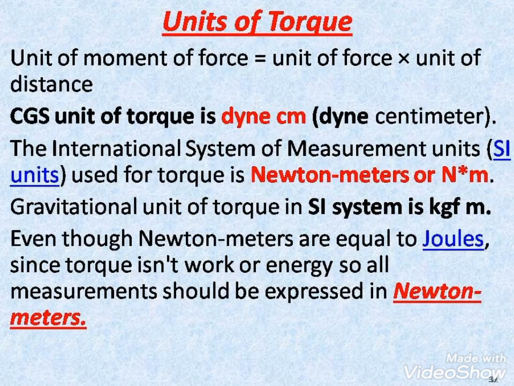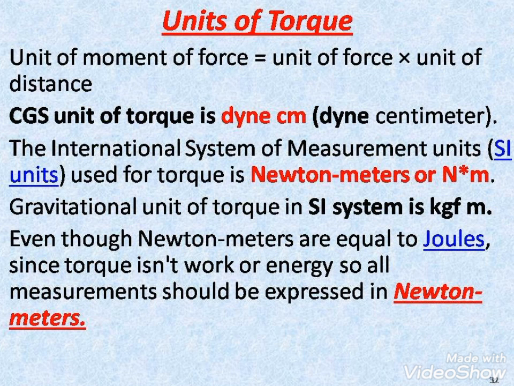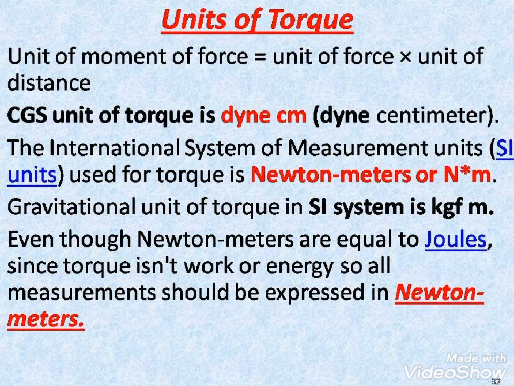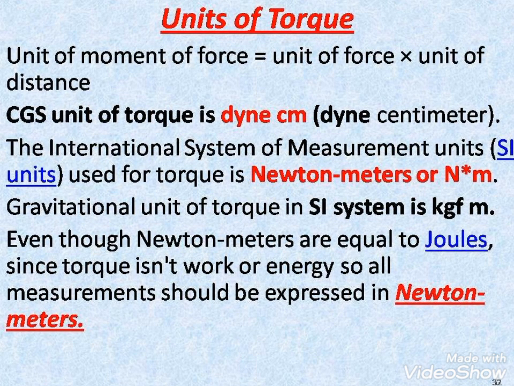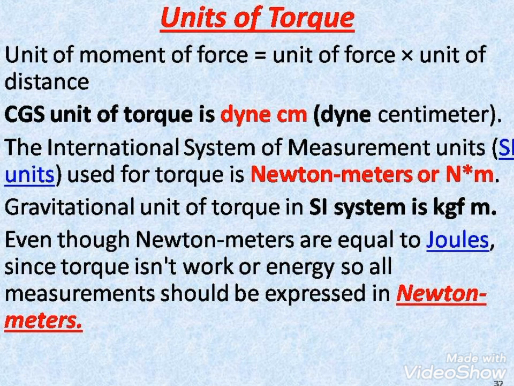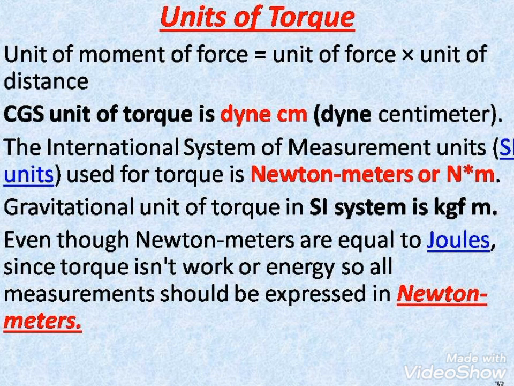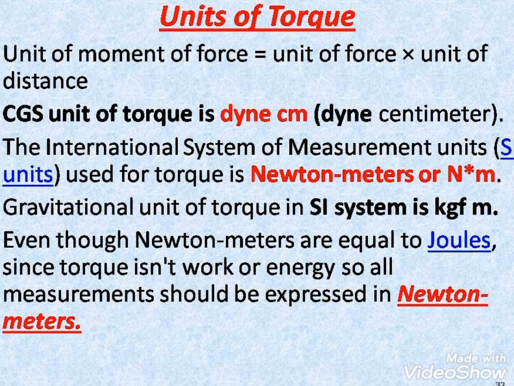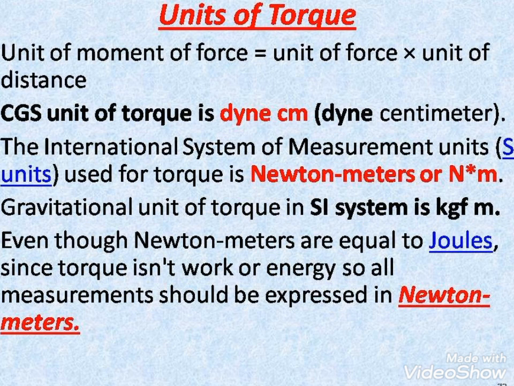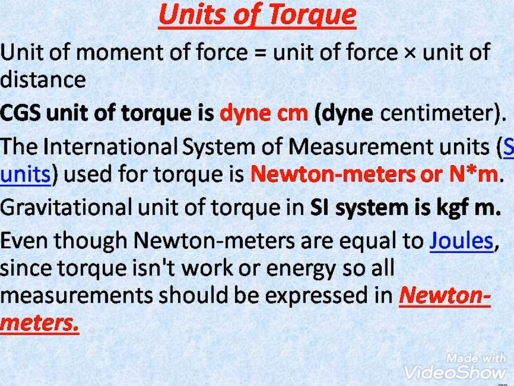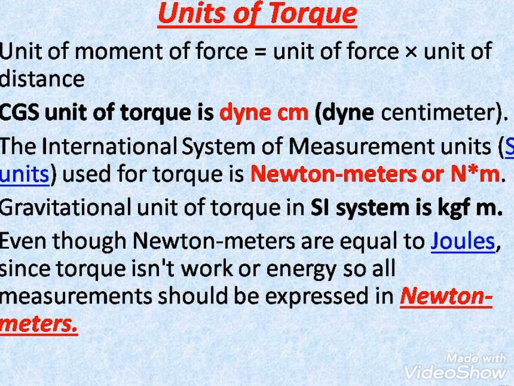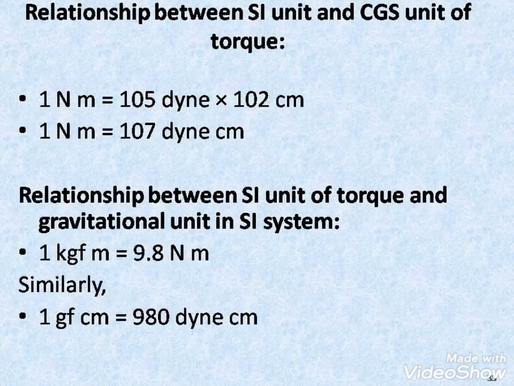So the units of torque are important. Now what are the various units of torque? The unit of torque, or moment of force, depends upon the unit of force and the unit of distance, so it will be the product of the unit of force and the unit of distance. The CGS unit of torque is dyne centimeter, whereas the SI unit of torque is newton meter. If you remember, in the case of energy and work we also use newton meter, but there we use the term joule, while here we use newton meter, not joule. So we can have the same units for many physical quantities.